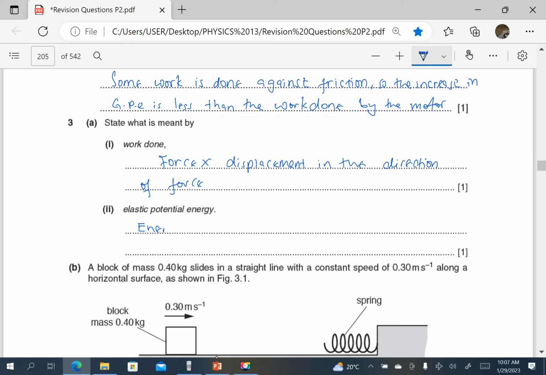So this is energy stored in an object due to extension, if it has been stretched. It can be due to extension, it can be due to compression, it can be due to change of shape. So we can precisely say energy stored in a deformed object, that is elastic potential energy. Energy stored in a stretched material. Energy stored in a compressed material. Energy stored in a material whose shape has been changed. That is elastic potential energy.